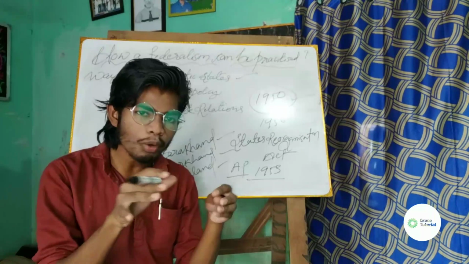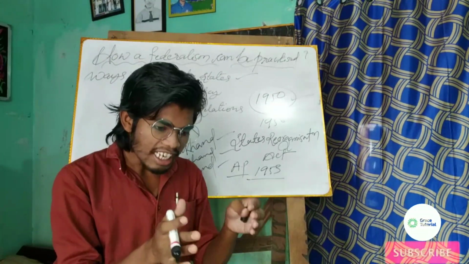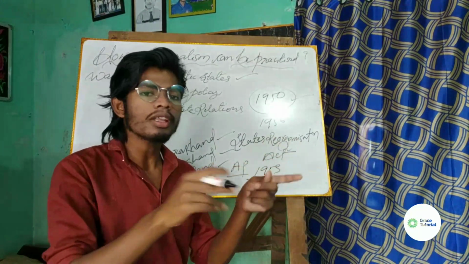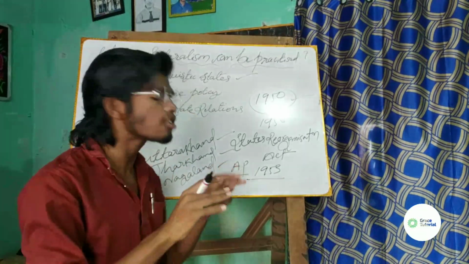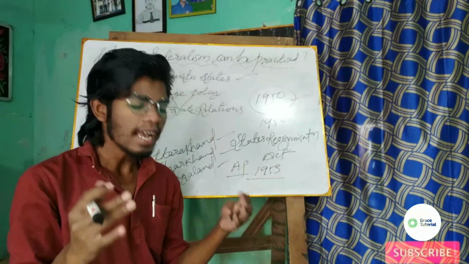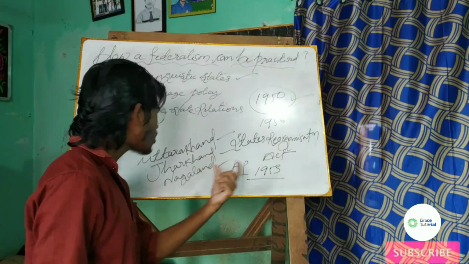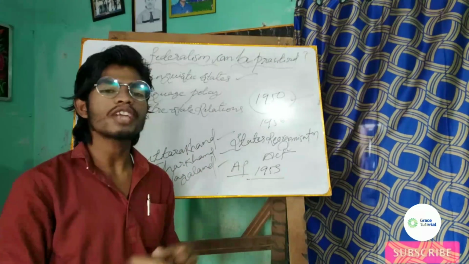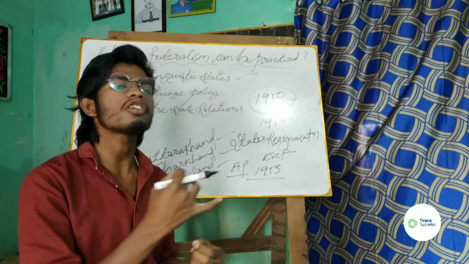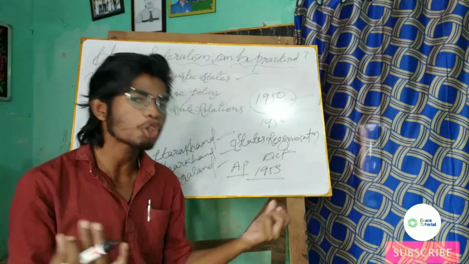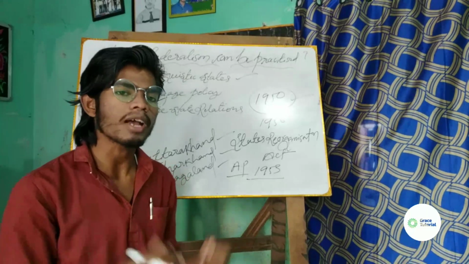That means we need to understand that states were not only created on the basis of language, but also on the basis of their ethnicity. So which are the states created on the basis of ethnicity? States like Uttarakhand, Jharkhand, Nagaland. These were created on the basis of their ethnicity, their culture, their beliefs, etc.